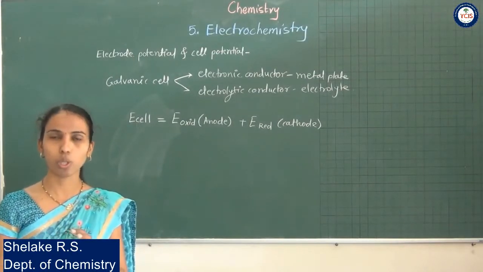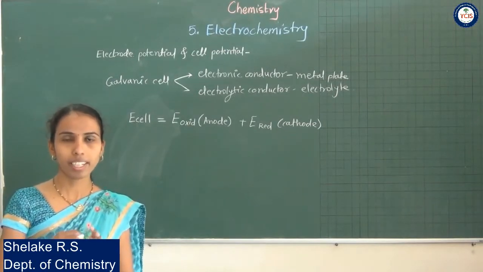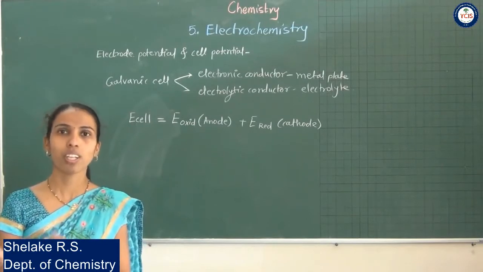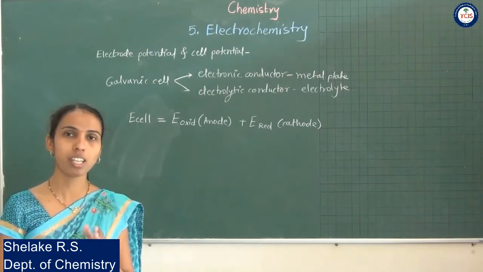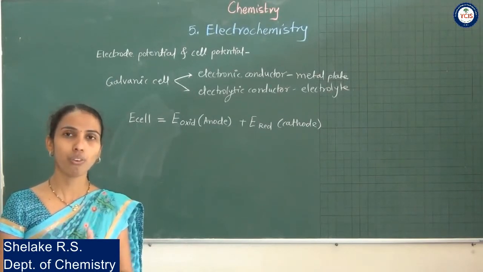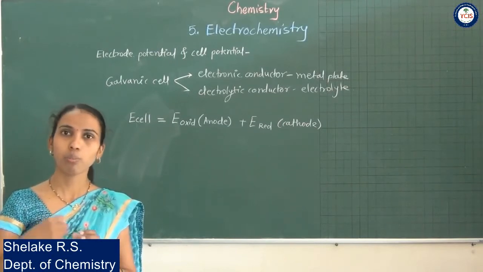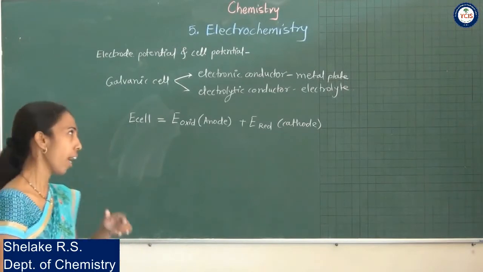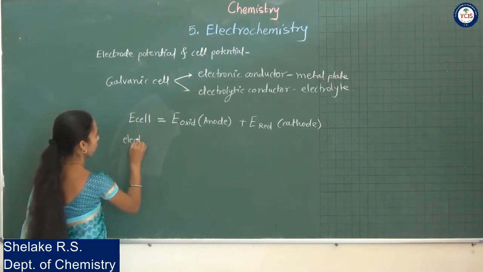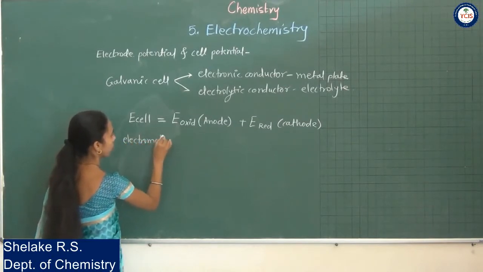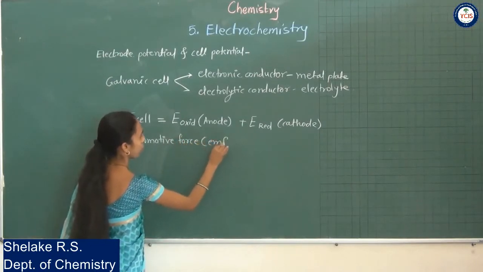The anode gives the electron and the cathode will accept that electron. So whatever force is required to pull the electron from the anode, and that electron is pushed towards the cathode, that E cell is also called the electromotive force. This is called the electromotive force, in short EMF.